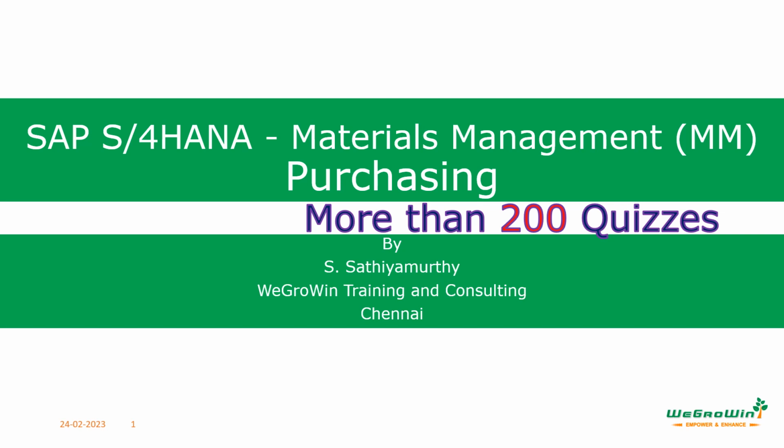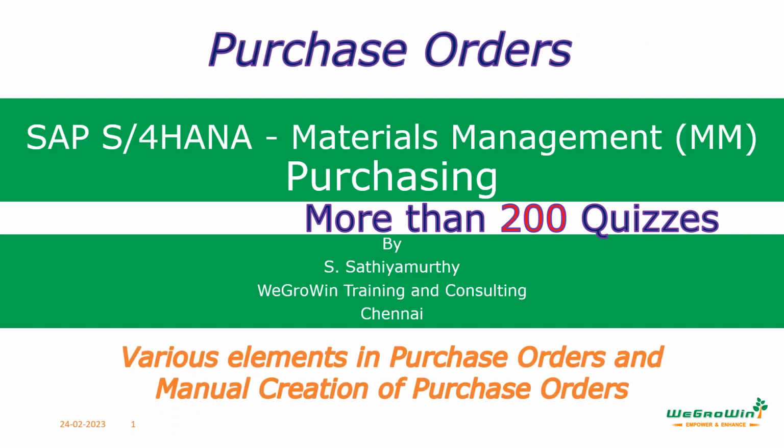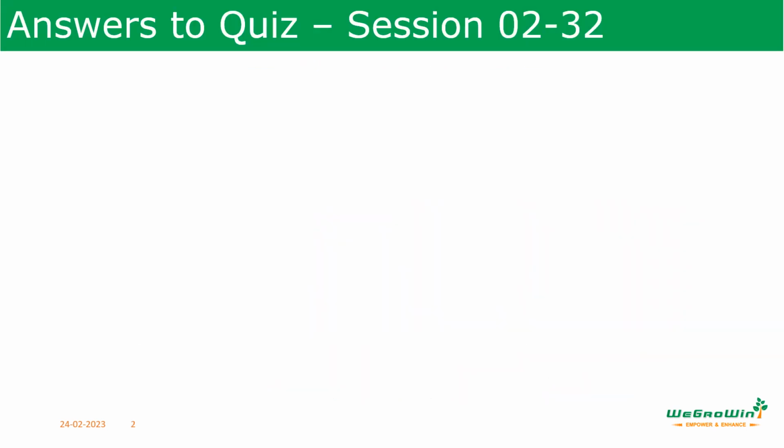A purchase order is a formal request sent to a vendor to supply certain goods or services under the stated conditions. In this session, we will discuss how to create purchase orders manually while discussing various elements of purchase orders. Before going into the session, we will see the answers for the quizzes we discussed in the last session.